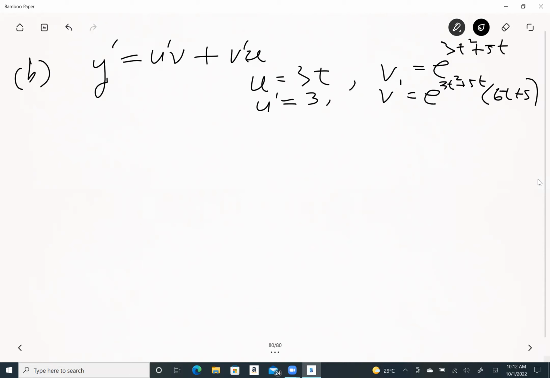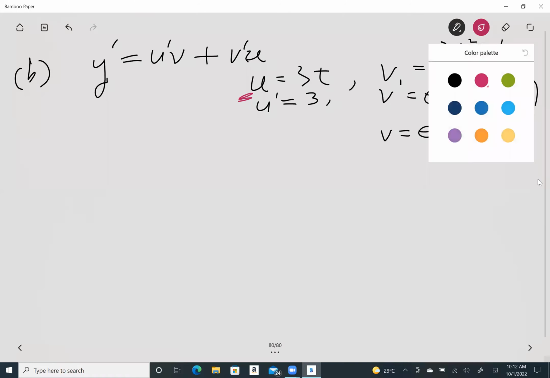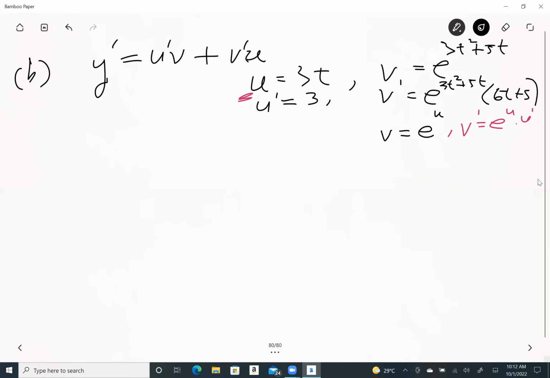So here, v is e to the power of u. Now don't confuse that u with this u. This u here is the power, which is 3t squared plus 5t. So you take the derivative of that, u prime. So v prime is equal to e to the power of u times u prime, and u prime is du/dt, which is the derivative of the power of the e. So that's how we got v prime.